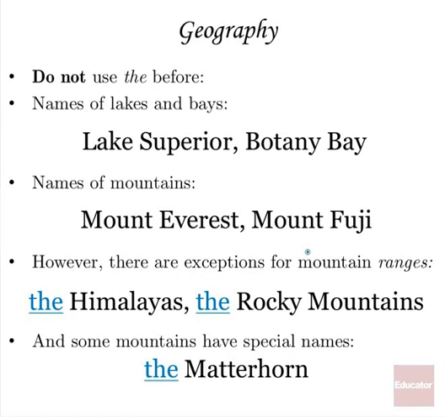However, there are exceptions for mountain ranges, whole groups of mountains. The Himalayas, the Rocky Mountains, those take an article. And some very specific mountains have special names that include the. The Matterhorn, a mountain in Switzerland. Basically, unless it has some special name where you always call the mountain the something, just call it Mount stuff.